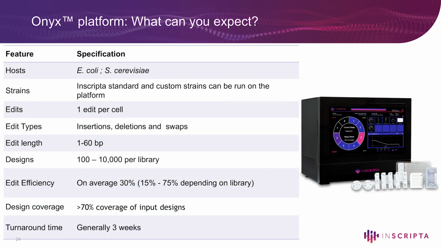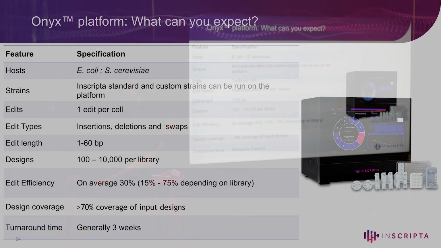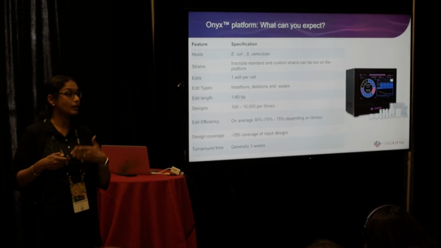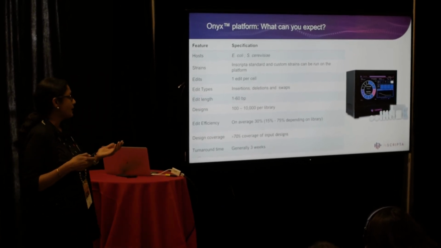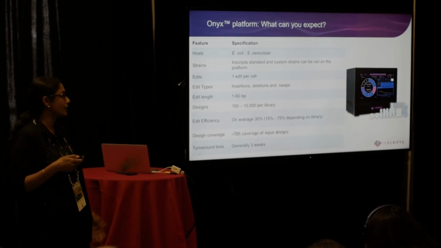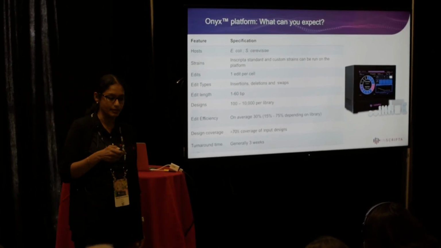So what can you expect overall from our platform is we serve right now single edit per cell for E. coli and Saccharomyces. You can either use Inscripta standard strain or your custom strain for these 2 organisms. We have an edit length that can go up to 60 base pairs. And for a given run, you can go anywhere from 100 designs per library to 10,000 designs.